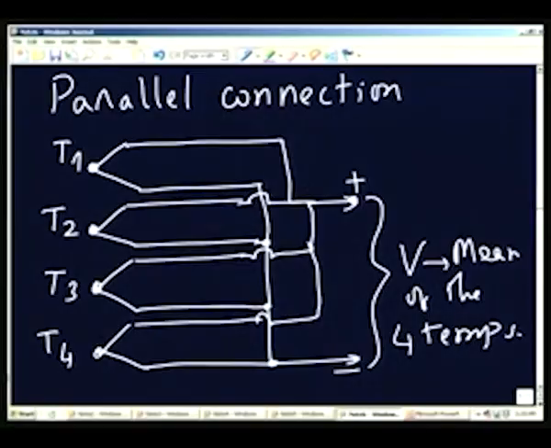Sometimes T1, T2, T3, T4 may be temperatures at 4 different points within a material, and I would like to find out what is the average temperature in the material. Of course, these may be very close to each other. T1 may be 30 degrees, T2 may be 31, T3 may be 29, and T4 may be 28, and so on. So, if I connect like this, I will get directly the average temperature, averaged over the 4 thermocouples.